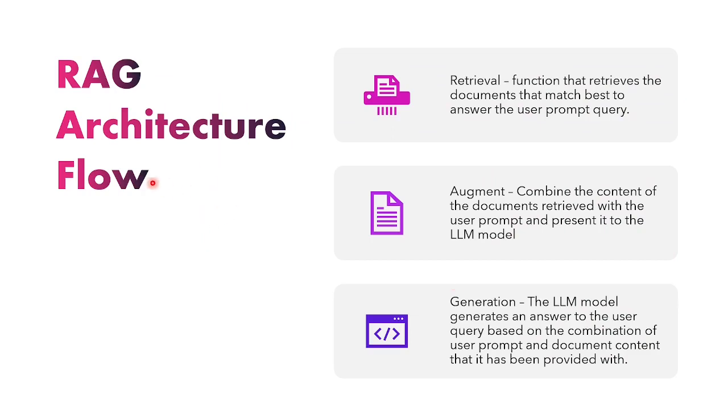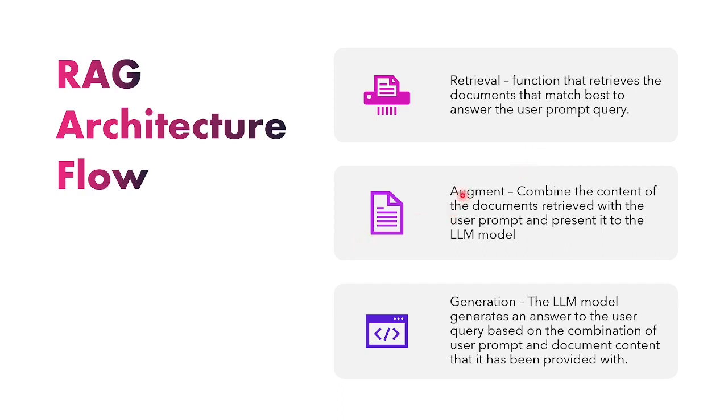So let us have a look at the RAG architecture flow. First of all, RAG stands for retrieval. The first step is retrieval. The second step is something called augmentation. And the third step is called generation. So retrieval is a function that retrieves the documents that match best to answer the user prompt query. Let's say I'm prompting my LLM, give me the review of the Creek Hotel in Dubai, or tell me something about the Creek Hotel in Dubai. Well, the LLM is first going to use its retriever function. It's going to retrieve the content of the document that contains the review of the Creek Hotel in Dubai.